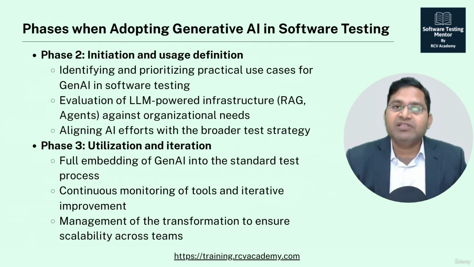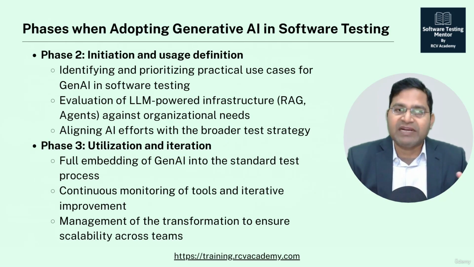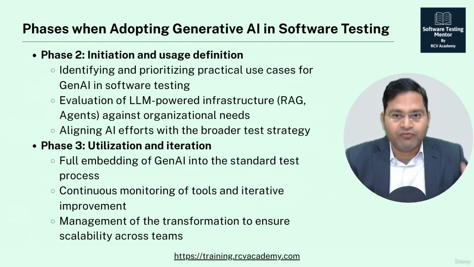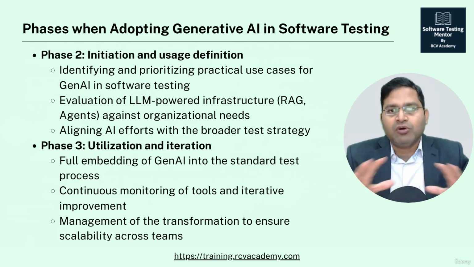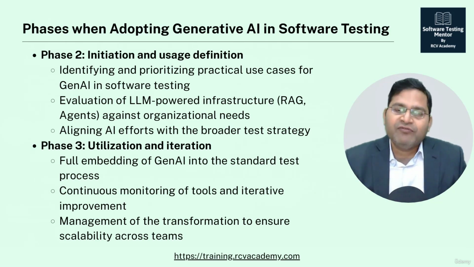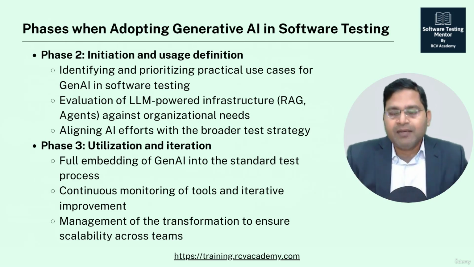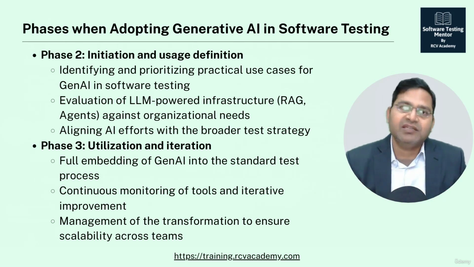So full embedding of this generative AI. If you are happy in the second phase with the practical use cases and all other aspects of the LLM-powered infrastructure, and it fulfills all the needs of the organization, the third phase goes full-fledged with the full embedding of generative AI into the standard test process. Because we are talking specifically about software testing, we are just talking about the test process. So full embedding of generative AI in the complete software testing life cycle, right from the requirement phase, analyzing the requirements, documenting test cases, generating test data, then getting help in test execution and test automation. All of those things will happen in the utilization and iteration phase.